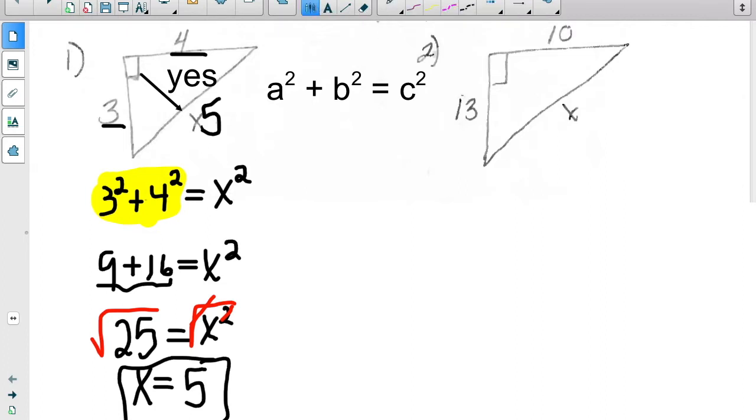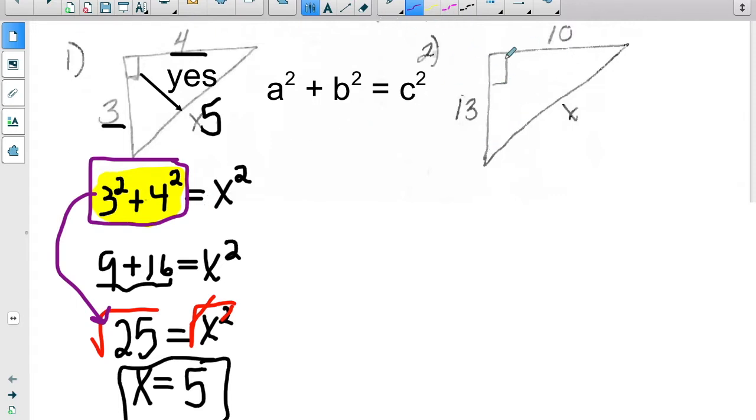Now really, if we wanted to, we could have typed 3 squared plus 4 squared in the calculator as a whole, and it would have given us 25. We could have taken the square root and gotten 5. We could have done that because 3 and 4 are both on the same side, and they're both numbers. There's no variables there, so we can just type it in.